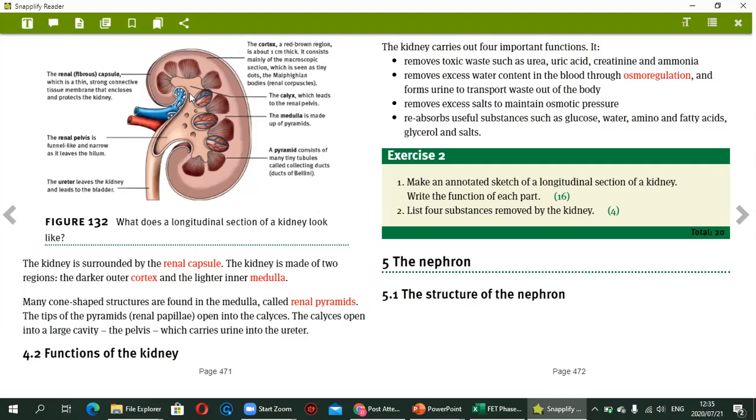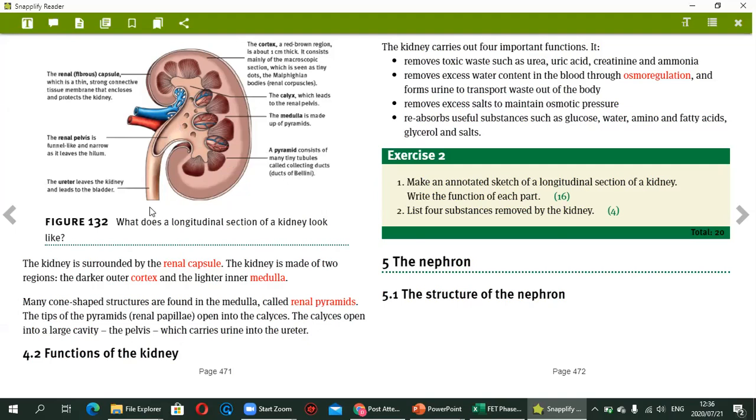And then the many cone-shaped structures found in the medulla are called what? The pyramids, also called renal pyramids. They are cone-shaped, pyramid-shaped structures found in this medulla. The tips of the pyramids are called renal papillae. They open into the calyces. The calyces open into a large cavity, which is the pelvis, which carries urine into the ureter. So here they open into this part here, which is the pelvis, which then carries urine to the ureter and outside of the kidney.